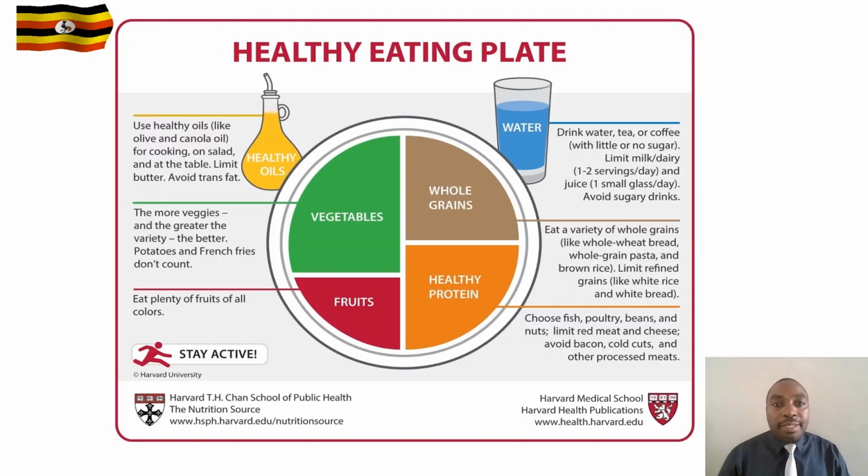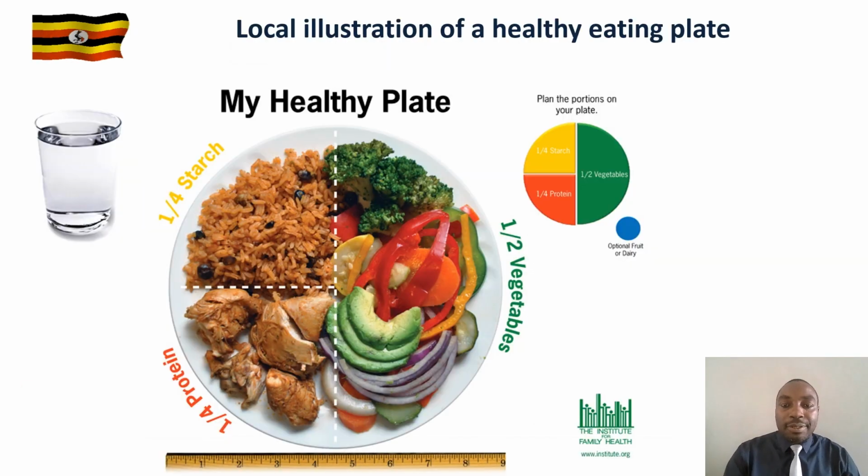So this is a healthy eating plate, what our healthy plate should look like. Have big proportion of vegetables, have whole grains, fruits, healthy oils, and drink enough water. Healthy oils, when you're cooking, use oils like olive oil, canola oil on salad, take plenty of water, and more proteins. But most of our plates may not look necessarily like that. We need to revise, and this is a wake-up call.